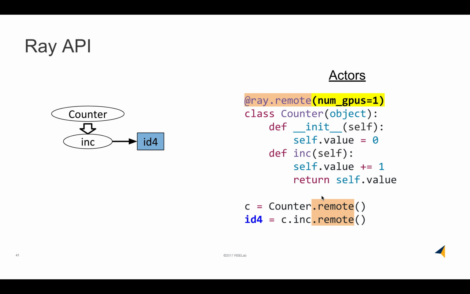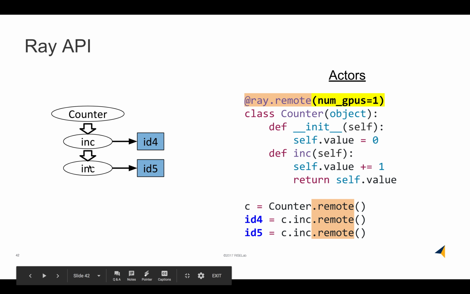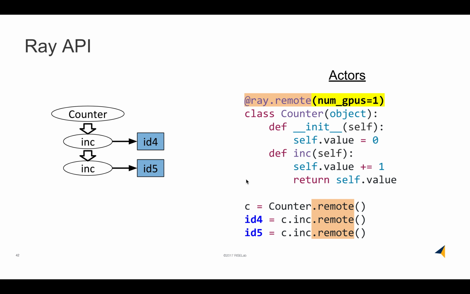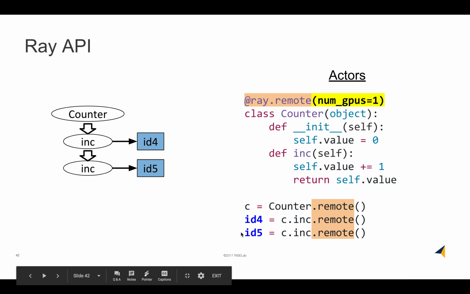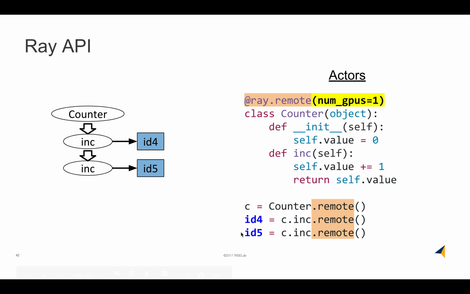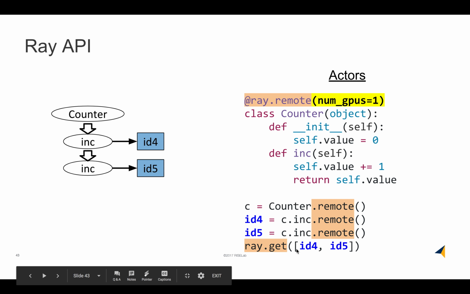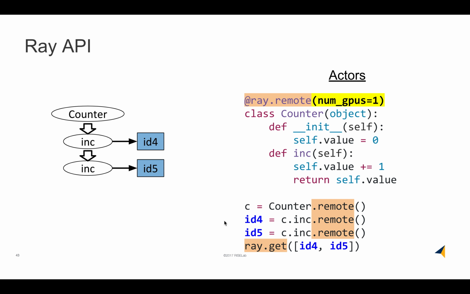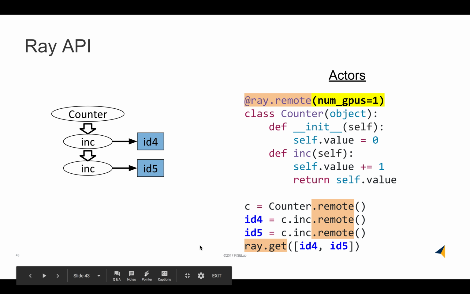So we can invoke multiple methods. Those will execute serially on the actor, one after the other, to avoid race conditions where you have two things executing concurrently. And they return futures or object IDs like before. And if you want to retrieve the actual values, you can call ray.get. So I'll come back to actors later on in this lecture, and we'll show how you can use actors to implement a basic parameter server example.